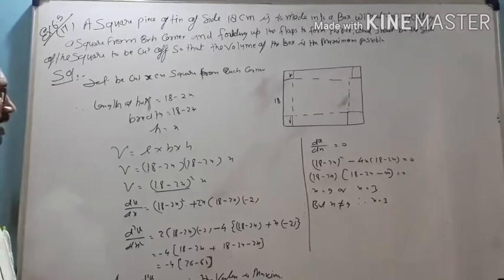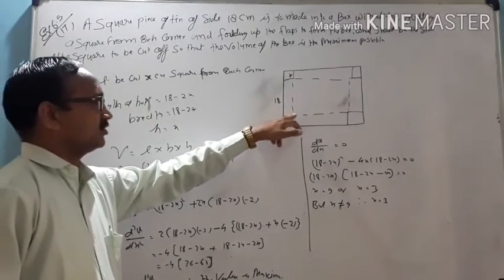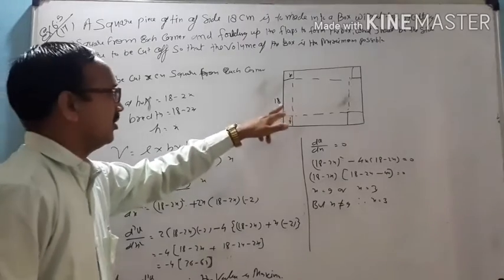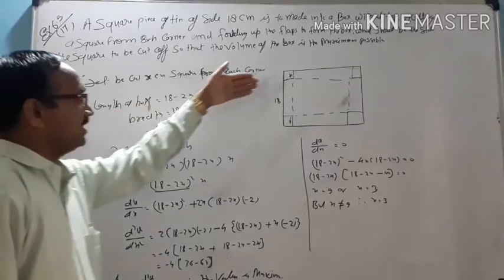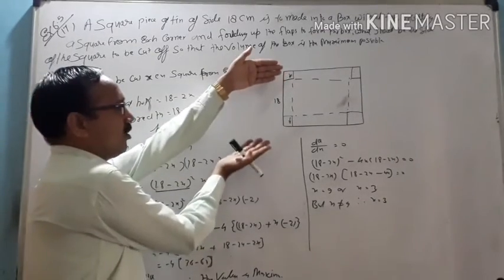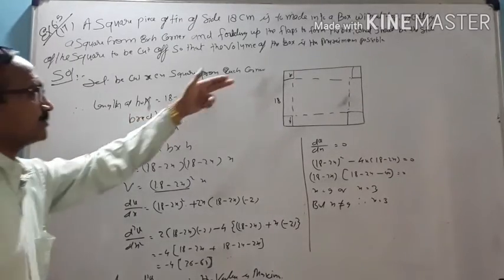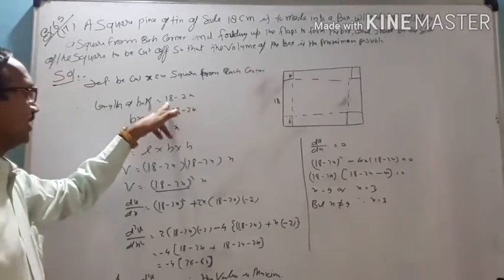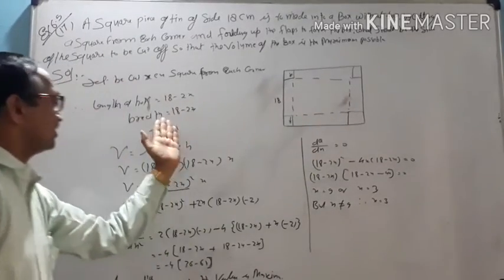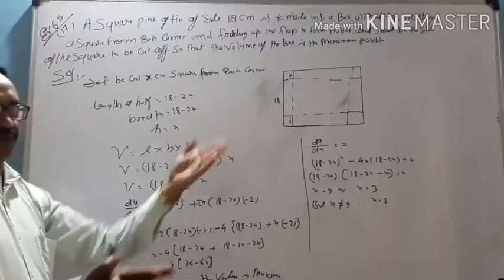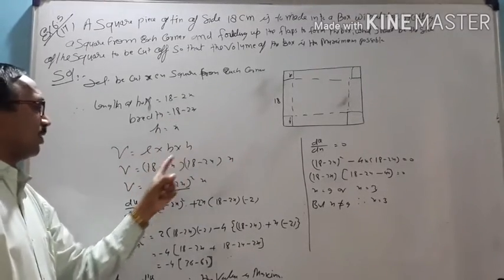So I am repeating. First we take x as the length of each square we cut from each corner. The length is reduced because we fold both corners, so the length is reduced by 2x, x from here and x here. So the new length is 18 minus 2x, and similarly the breadth is 18 minus 2x. We fold x centimeter, so the height is x, and the volume is length into breadth into height.